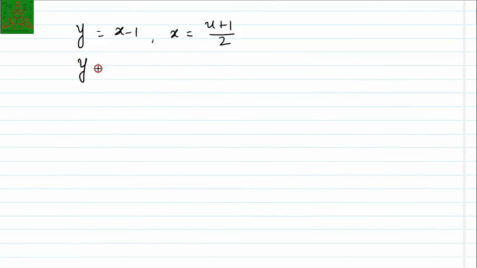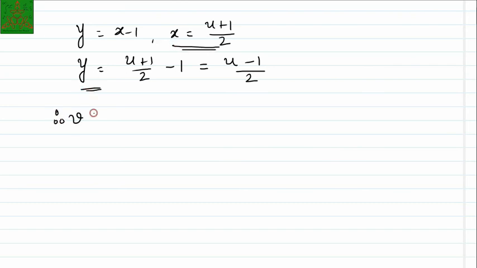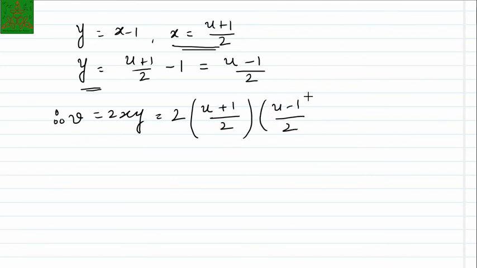Now by putting the value, that is (u plus 1) by 2 minus 1, that will give you (u minus 1) by 2. So you have the value of x and the value of y. Therefore you have v, which is 2xy. Now substituting these values, that is (u plus 1) by 2 into (u minus 1) by 2, just check, u is cancelled out. You will have (u square minus 1) by 2.